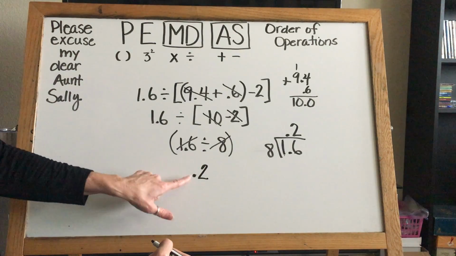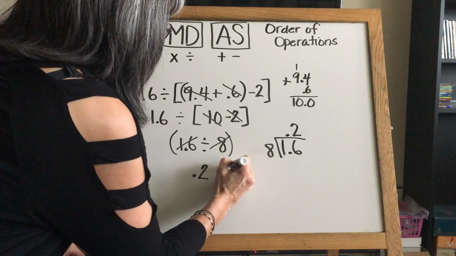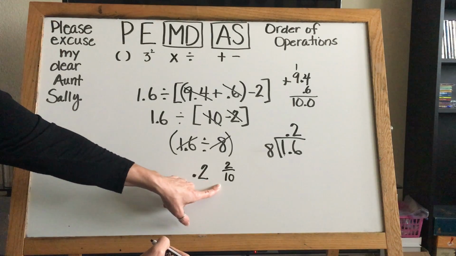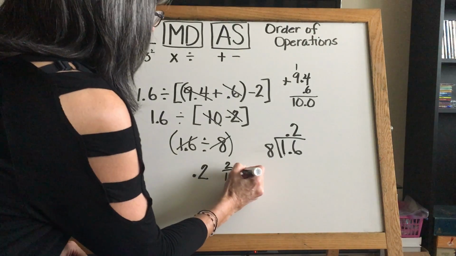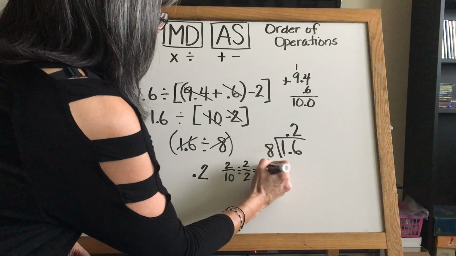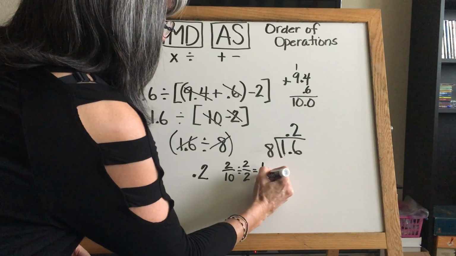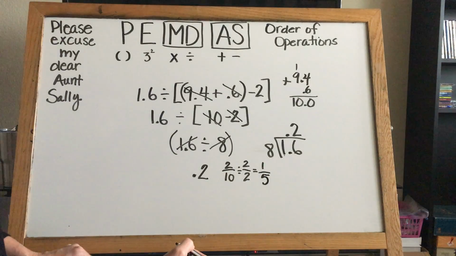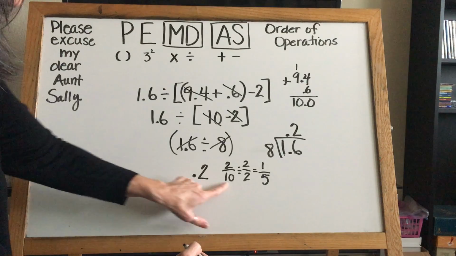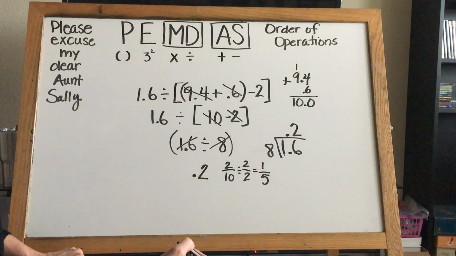If I'm going to write this as a fraction, I'm going to write it 2/10. If I'm going to reduce that to lowest terms, I'm going to use my super one of 2 over 2, and 2 divided by 2 is 1, and 10 divided by 2 is 5, okay? So the decimal for 1/5 and for 2/10 is 0.2. Okay.